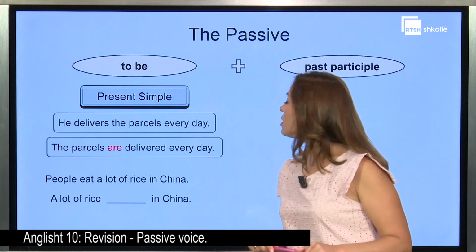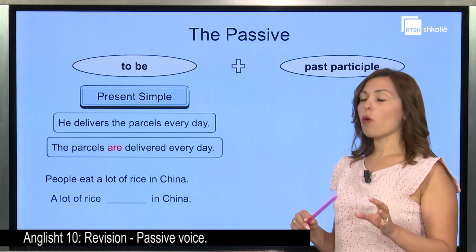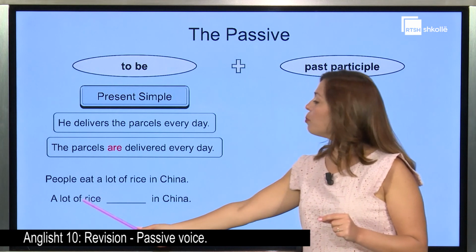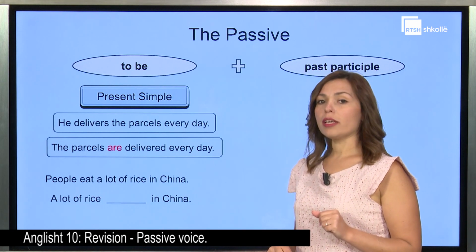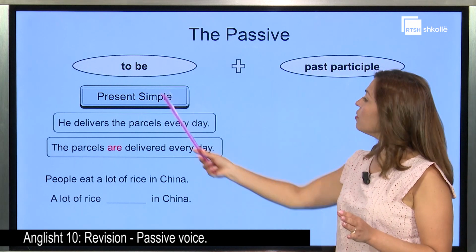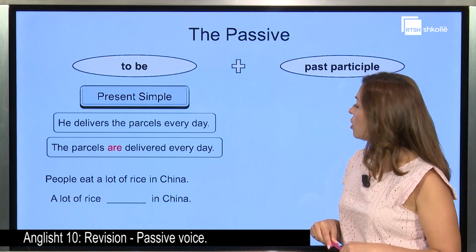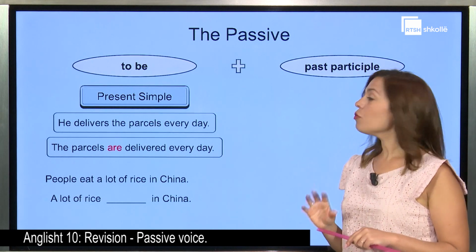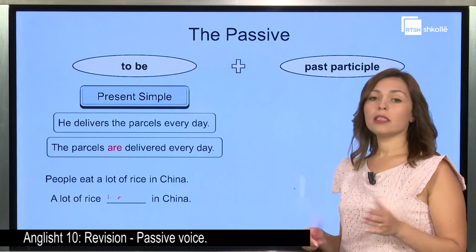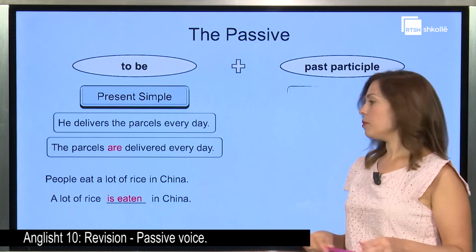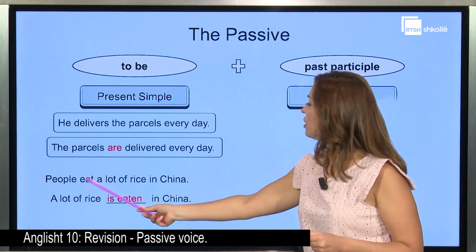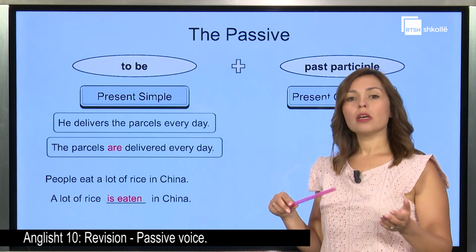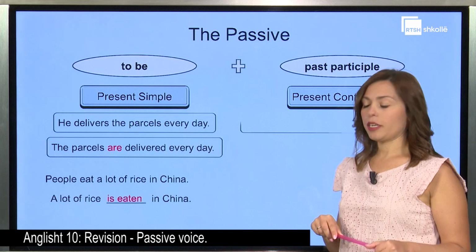Could you please think of that? People eat a lot of rice in China. Find the object first of all. That is rice, or a lot of rice. We put it as a subject, a lot of rice, and now we need the passive in the present simple. A lot of rice, what? You need a present form of the verb to be. That is, of course, is. A lot of rice is eaten, our main verb in the past participle. A lot of rice is eaten in China.